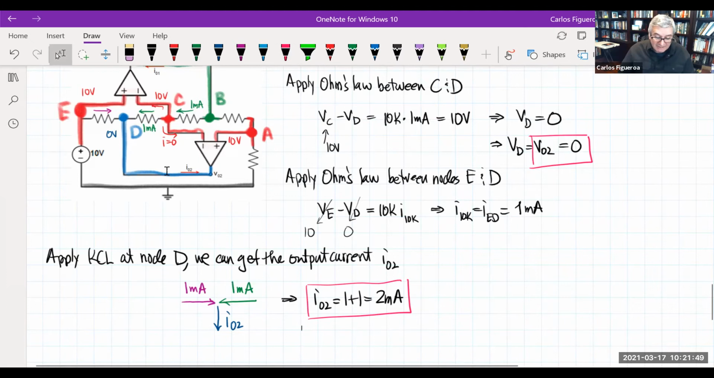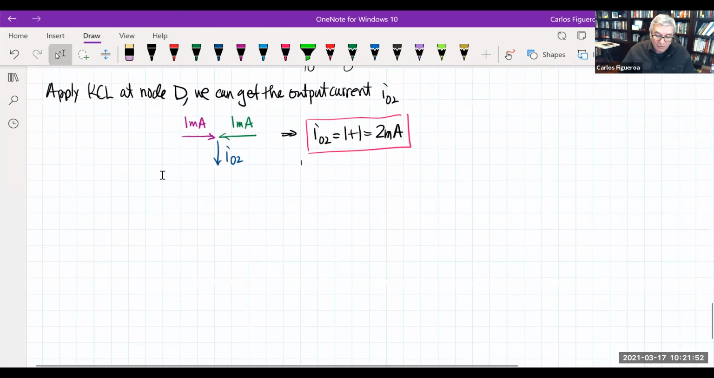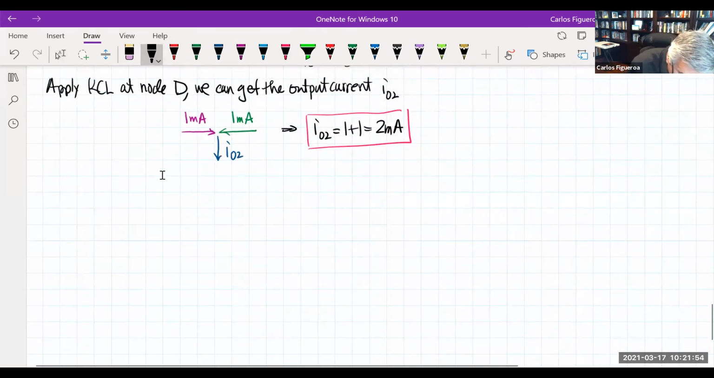So the question is, how do you do this with node analysis? I won't go through all the details, but I'll just set it up.